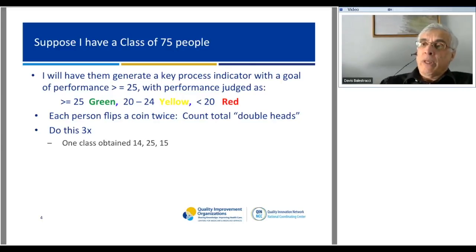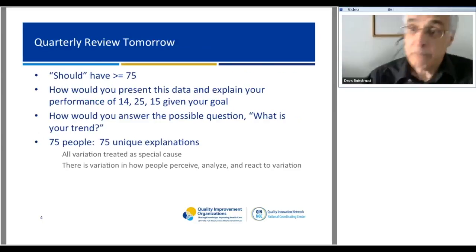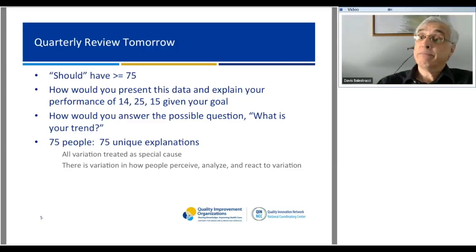So now, a lot of places have quarterly reviews. And I said to the class, okay, you have a quarterly review tomorrow. Here are your 3 months performance, 14, 25, 15. You've got to make a presentation to your executive team. Well, if I have 75 people, I'm going to have 75 different explanations. So they need to explain their pattern of 14, 25, 15, given this goal. And you know what they're going to say, well, what's your trend? So like I said, 75 people, 75 unique explanations, treating all the variation as special.